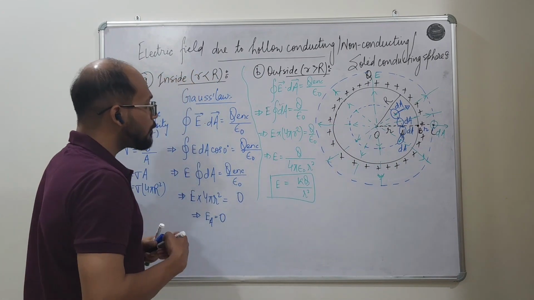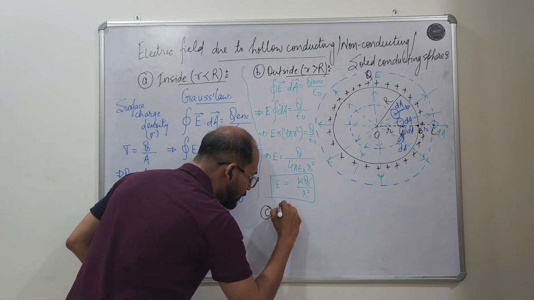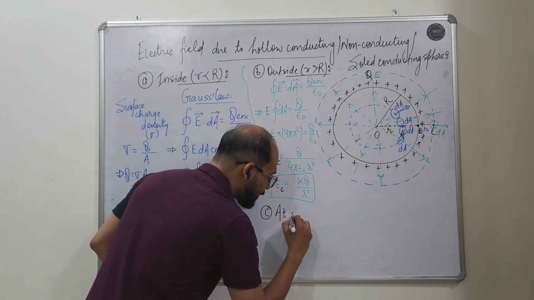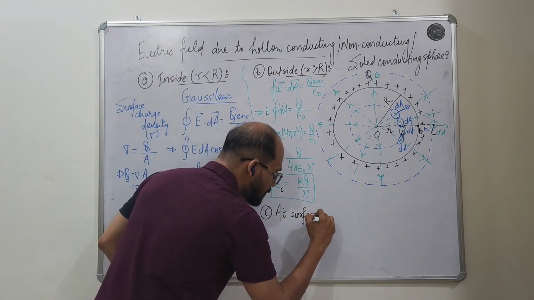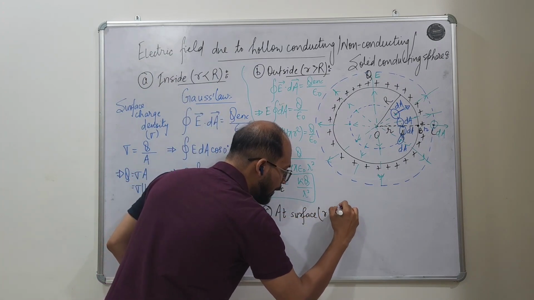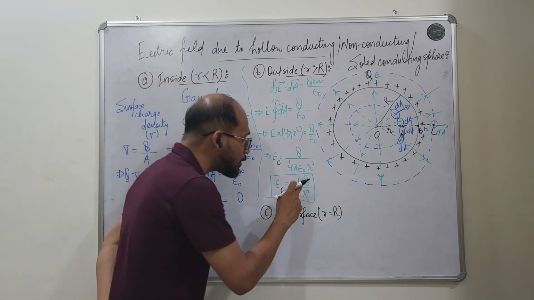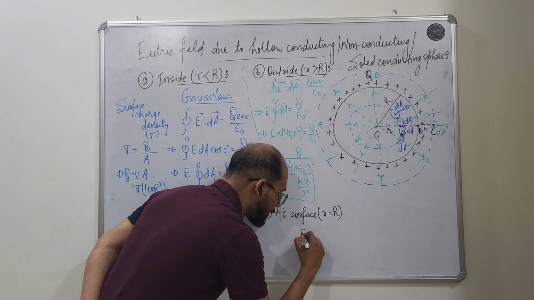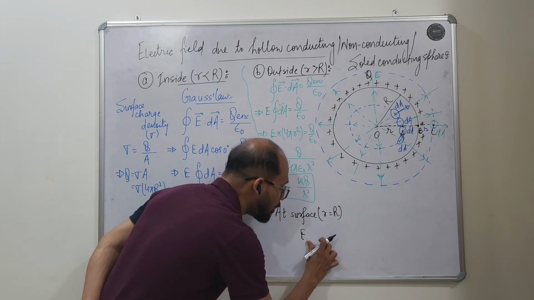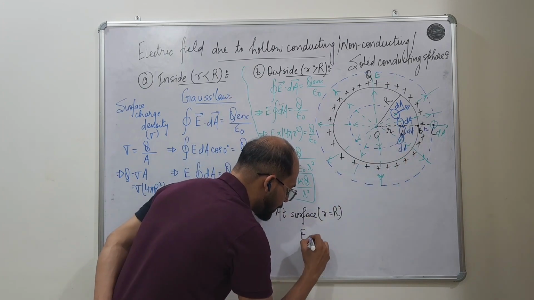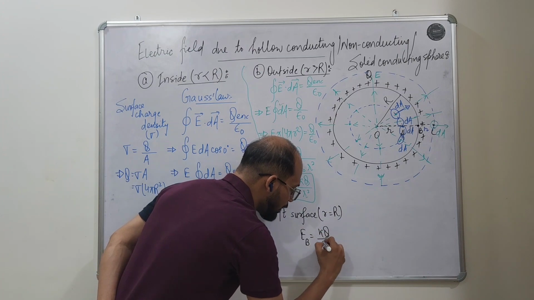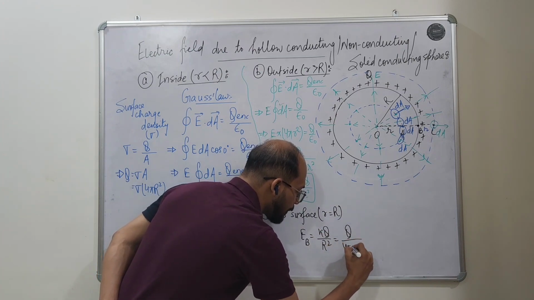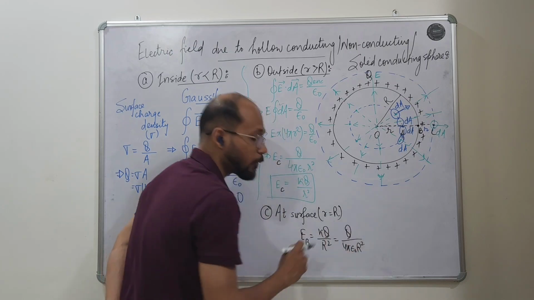Now, what will be the electric field at the surface? This is the electric field at point C. Now at the surface, which means small r will be equal to capital R. For this, what will we do? We'll put small r equal to capital R in this formula, and we will get the electric field at point P, which is at the surface. That will be equal to KQ by capital R squared, or Q upon 4 pi epsilon naught capital R squared.